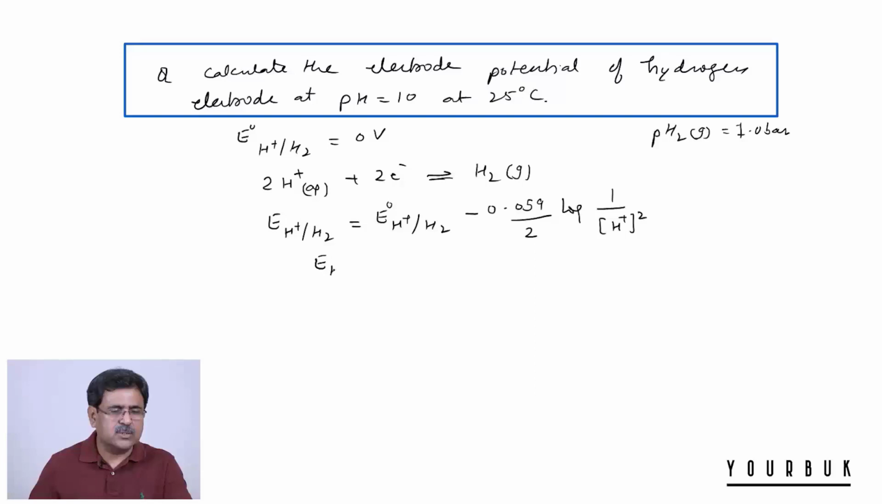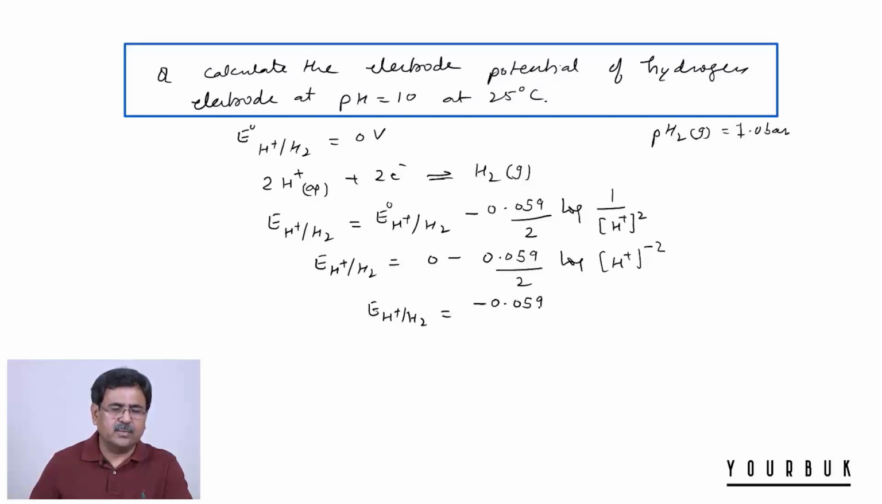So the electrode potential of the hydrogen electrode is equal to 0 minus 0.059 upon 2, and we write log of H+ ion concentration raised to the power minus 2. The electrode potential is equal to minus 0.059 upon 2 into 2, and we write this way: minus log of H+ ion concentration. And minus log of H+ ion concentration is called the pH. So the electrode potential of the hydrogen electrode is equal to minus 0.059 into pH.